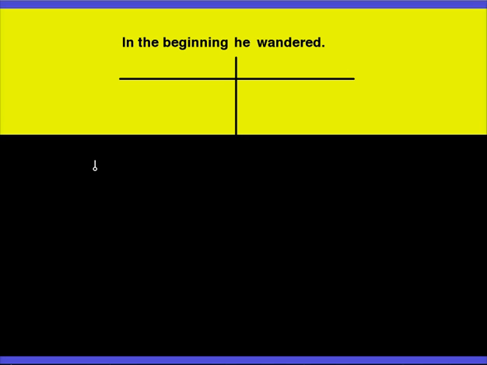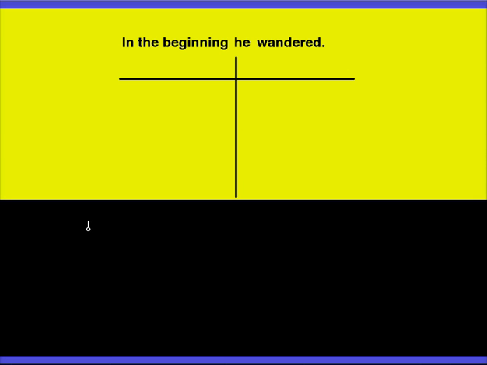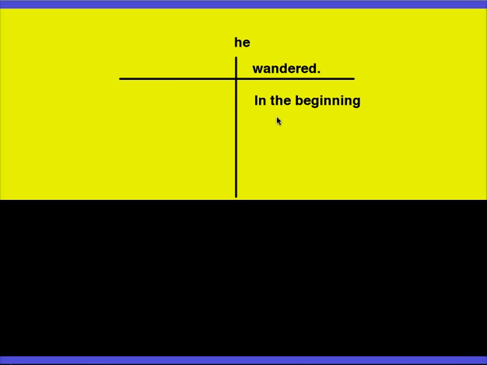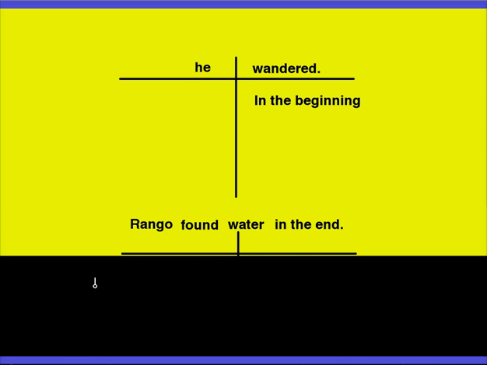Here's another one. In the beginning, he wandered. Let's first find the verb. What happened? Wandered. Wandered what? Well, there's no answer to that, so we don't put anything else on the line. When did he wander? In the beginning. Look at that. Even though that's the beginning of the sentence, it goes on the predicate side of our diagram. And who or what wandered? He did. Let's do one more.